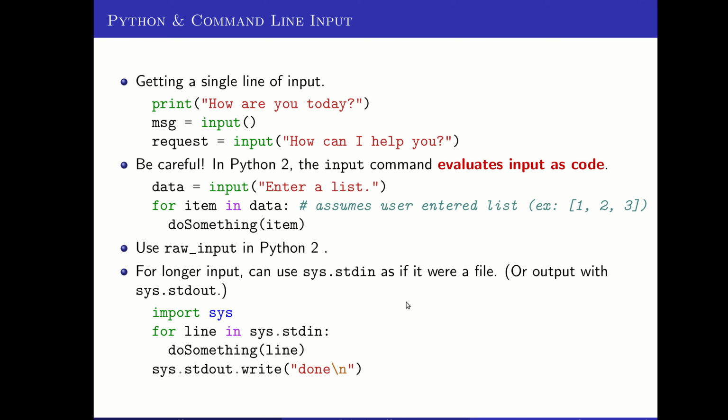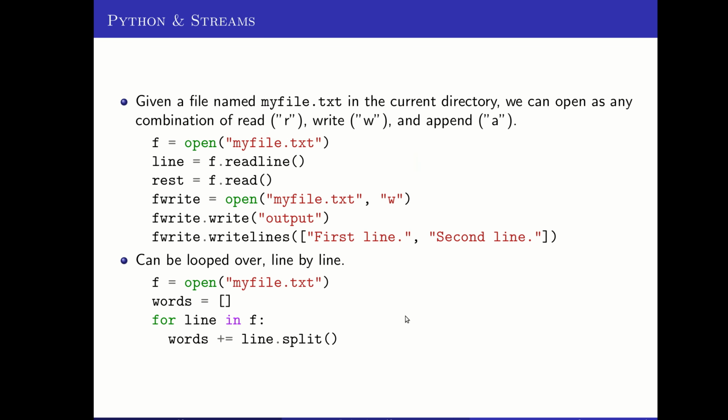So speaking of streams, much like in other languages, you've got your standard streams in Python, and you've got file streams. So here in this example, we assume that there is some file named myfile.txt in the current directory, though of course you could give directory information as well. We can open it as any combination of read, write together, and append. So we're able to say what style of input or output we're doing in relation to that file.